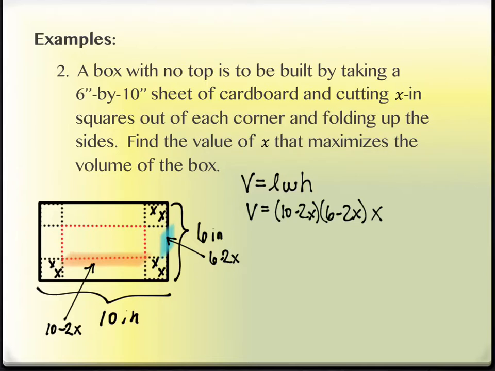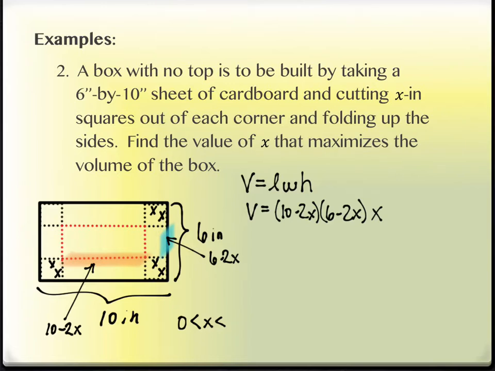What are the biggest and smallest values x can be based on this picture? What's the smallest x could be? It can't be any smaller than 0, otherwise there's no volume at all, right? If I don't actually cut anything from the corners of the box, I don't get a box. So in terms of thinking about a minimum and a maximum value, 0 is for sure the smallest, though I can't actually even get there, right? I can't get to 0 and make a box.